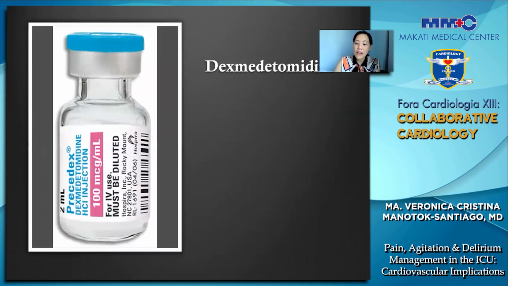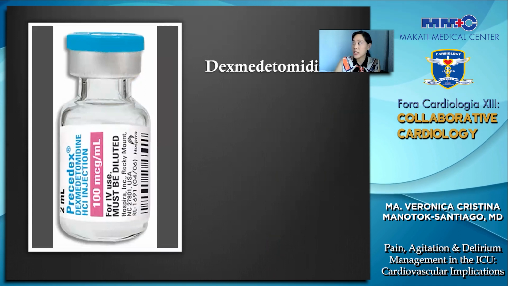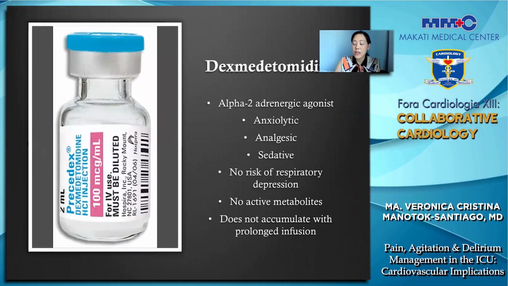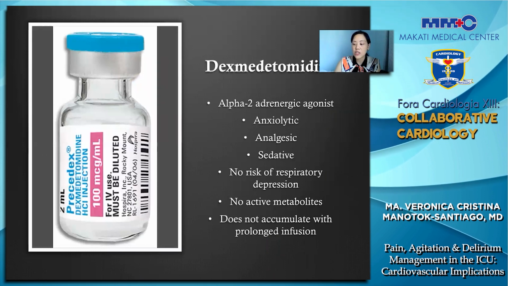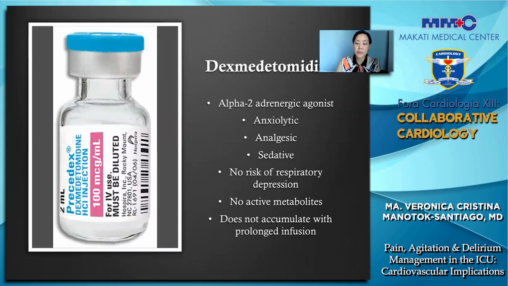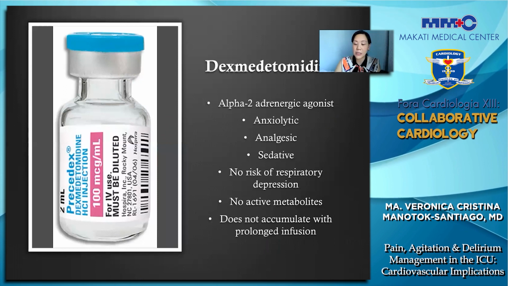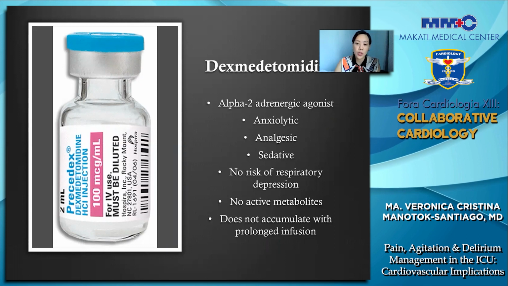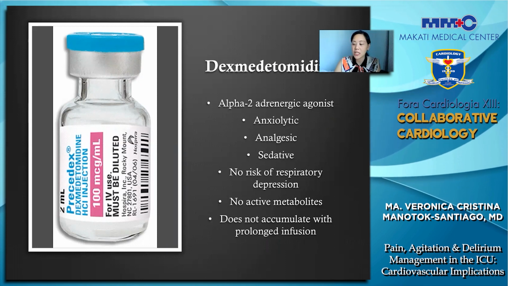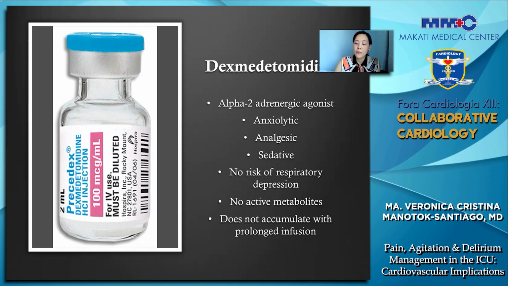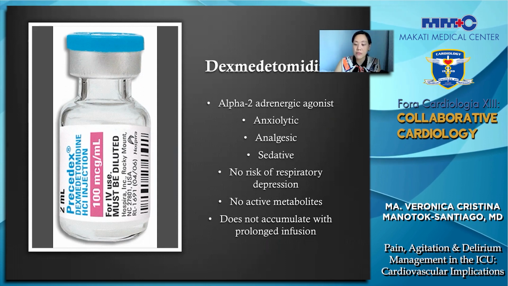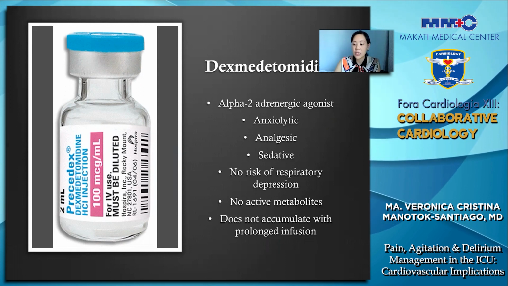We also have Precedex, which is an alpha-2 adrenergic agonist with anxiolytic, analgesic, and sedative properties. It's notable for its ability to provide sedation without the risk of respiratory depression, unlike propofol and fentanyl. It has no active metabolites. It does not accumulate even in prolonged infusion. But cardiac-wise, we watch out for bradycardia and hypotension, and ECG changes such as heart block and sinus arrest, and sometimes even atrial fibrillation.